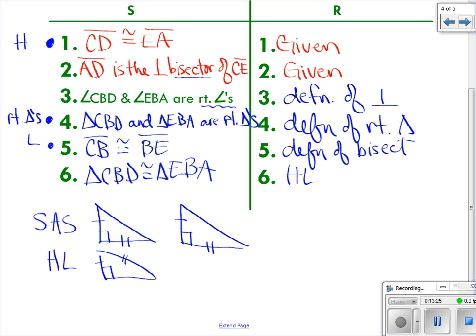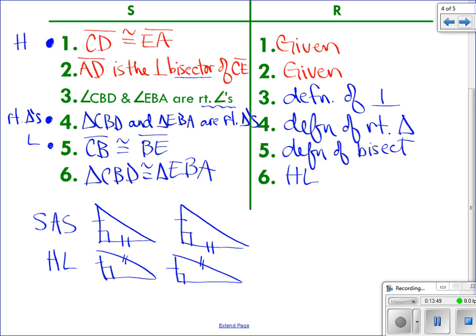So don't get in a trap of thinking, oh, right triangles, I have to use HL. It is possible that you could use a different one. Okay, but most of the time it turns out to be HL. When you would use the SAS, that's when you don't have the hypotenuse. Other questions before we try our last proof?